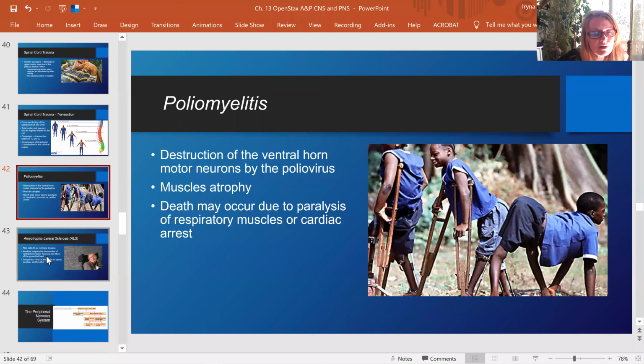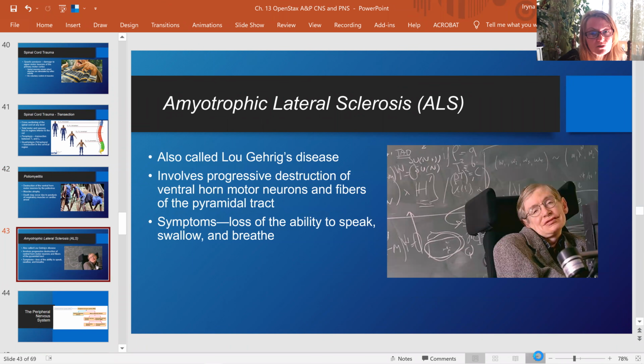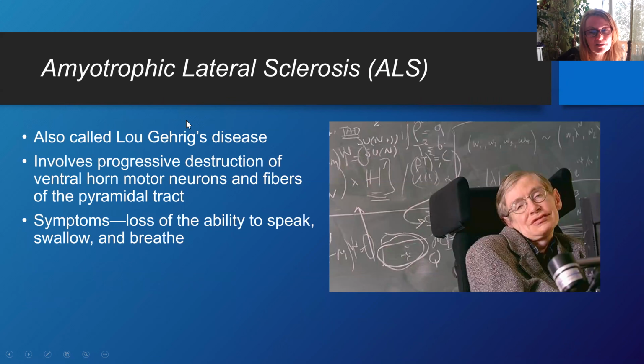Okay, and one more very interesting disorder is called Lou Gehrig's disease, or ALS, or amyotrophic lateral sclerosis. And this is progressive destruction of ventral horn motor neurons and the fibers of the pyramidal tract. So we have both lower motor neuron and upper motor neuron damage, and symptoms: loss of the ability to speak, swallow, and breathe. And you know, this famous guy over here, right, who recently died from Lou Gehrig's disease, or ALS.